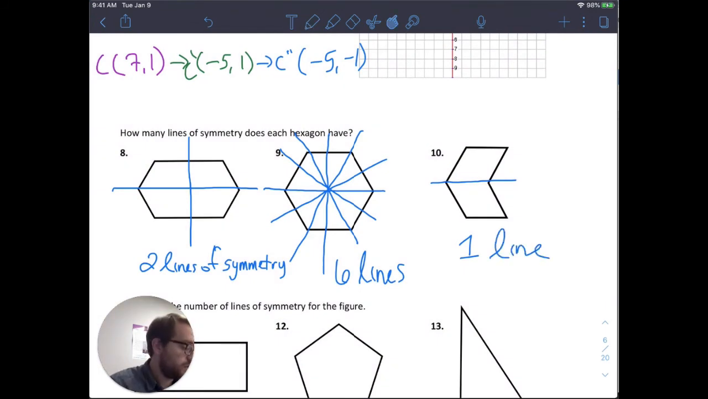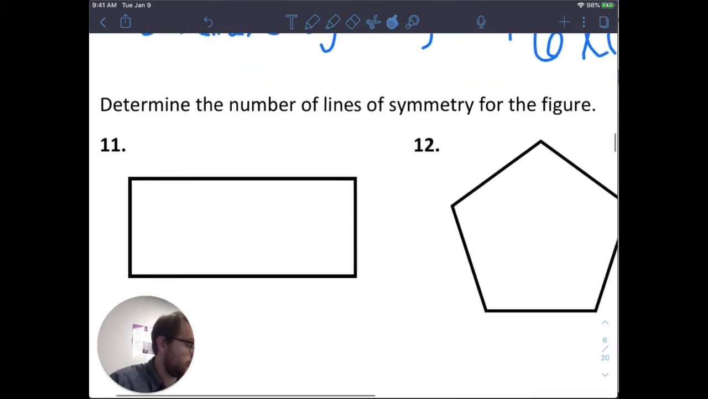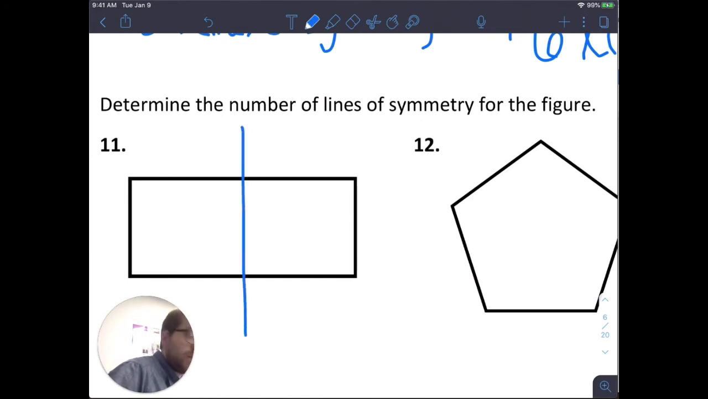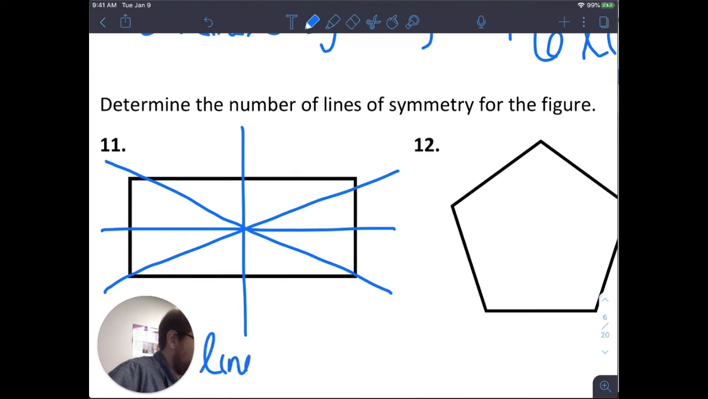So let's look at these last few examples real quick. Determine the number of lines of symmetry for each of these. So I could cut it here and then that'd be a line of symmetry. You could do the same thing here. Could go up this way diagonally or down this way as well. So how many lines are there? Those are 4 lines of symmetry.